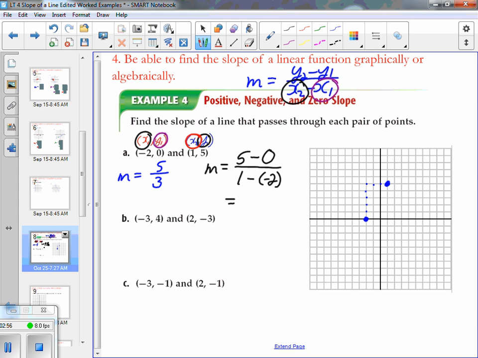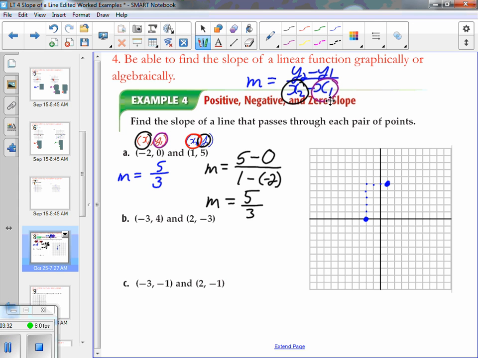And then we simplify that. 5 minus 0 is 5. Now, you know what minus negative 2 means, right? It means plus 2. 1 plus 2 is 3. And we got the same slope that we did when we did yesterday's method. So from here on out today, we're going to use the formula. Even if you always did have graph paper with you, you need to get good at the formula. Okay? All right, you guys with me?